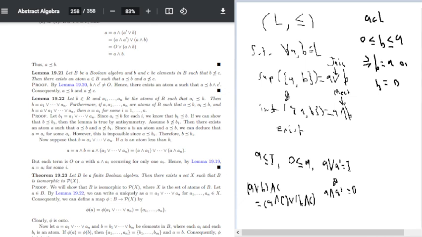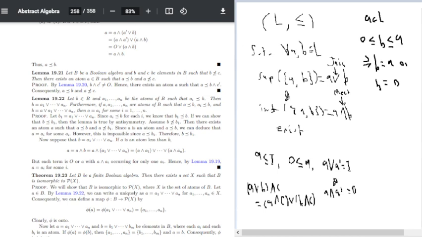Lemma 19.21. Let B be a Boolean algebra and B and C be elements in B such that B is not less than or equal to C. Then there exists an atom A in B such that A is less than or equal to B and A is not less than or equal to C. Proof. By Lemma 19.20, B meet C prime is not equal to 0. Hence, there exists an atom A such that A is less than or equal to B meet C prime.